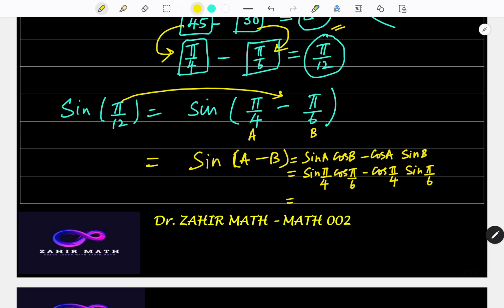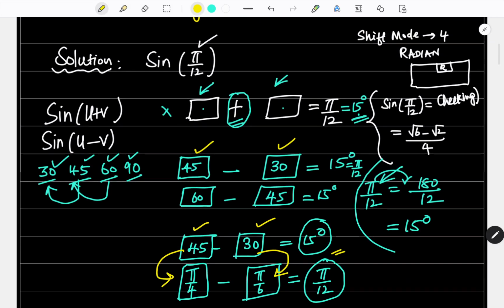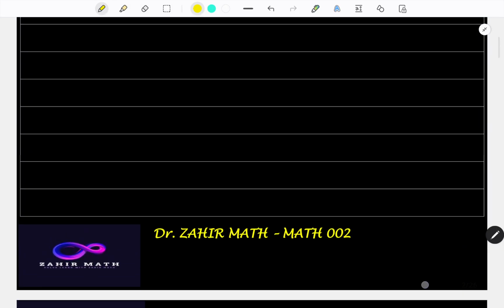Now take all of these things completely and put them in the calculator. Okay, right. So when I put in the calculator sine pi by 4, press the fraction mode, sine pi by 4 plus cosine pi by 6 minus cosine pi by 4 and sine pi by 6, which is equal to root 6 minus root 2 divided by 4, which is the same answer we got before starting the question.